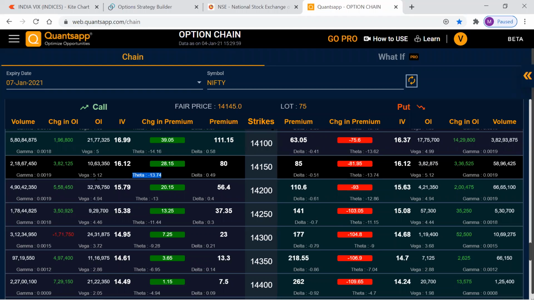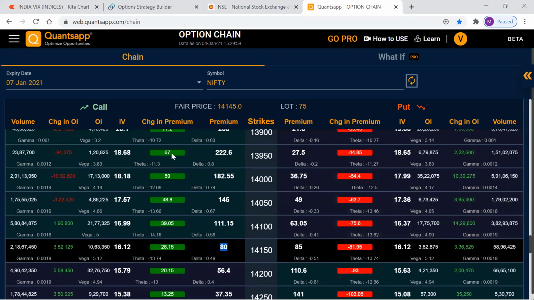So look at Vega. It's 5.12 here. For this strike, it's 4.46. For this strike, it's 3 point something. So this strike price premium will move with less speed when compared to the other strike price premium. Let's look at this strike price, the strike price of 13,950. The premium is 27.5.